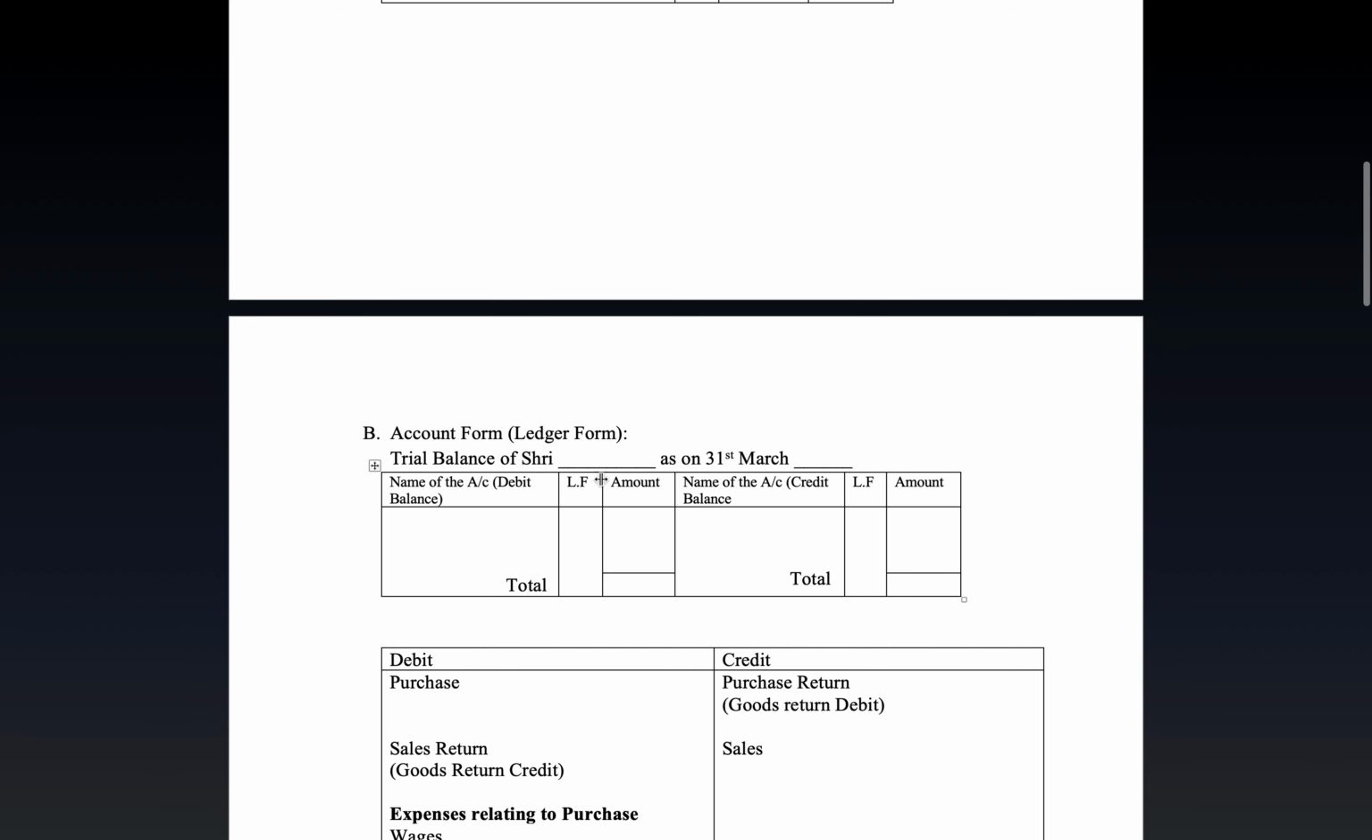Trial balance of Shri as on 31st March and whatever year is given, and this is divided into two parts. One is the debit side and another is the credit side, where the name of the account will be written, LF and amount. Same over the credit side: name of the account, LF and amount.